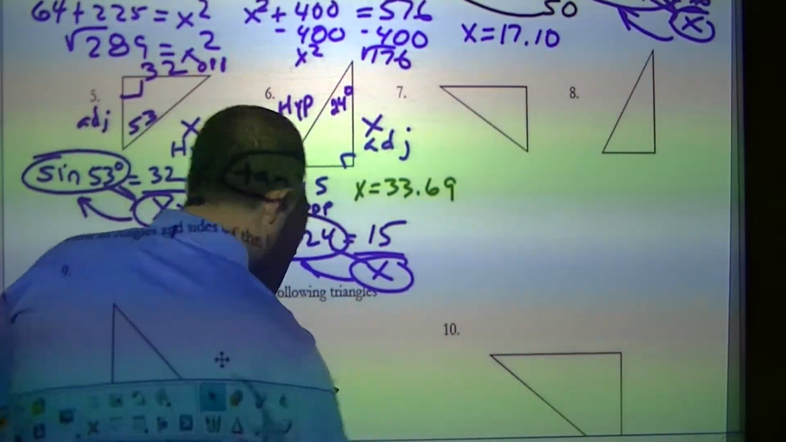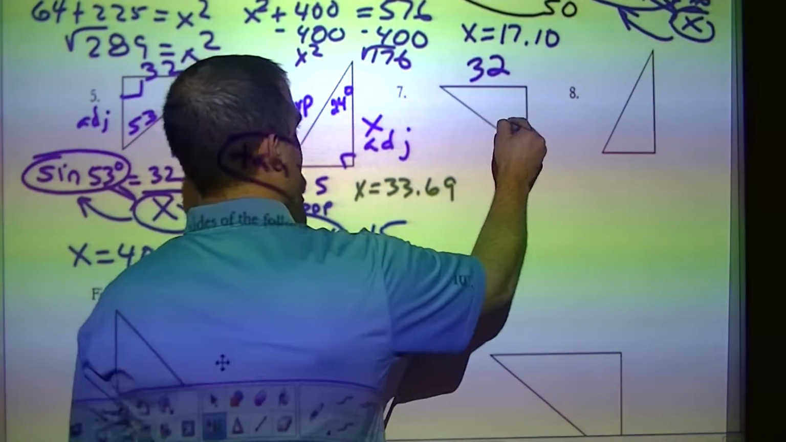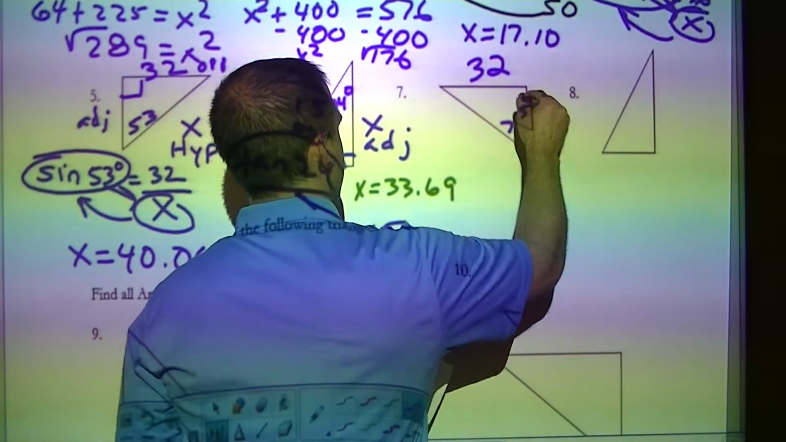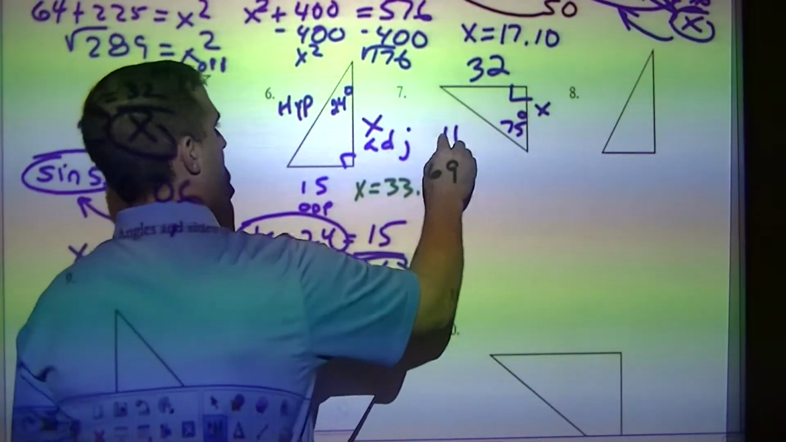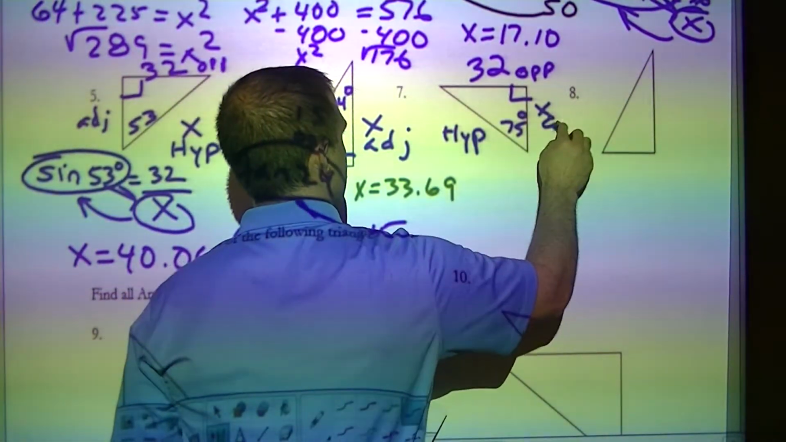Okay? Number 7. Number 7 has a 32 here, a 75 here, and an x here. This is the hypotenuse once again. This diagonal over here is the opposite. This is the adjacent.